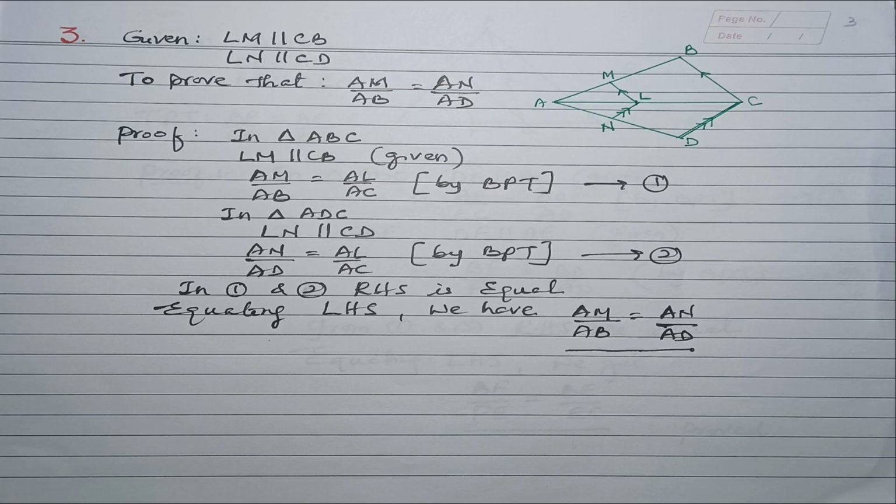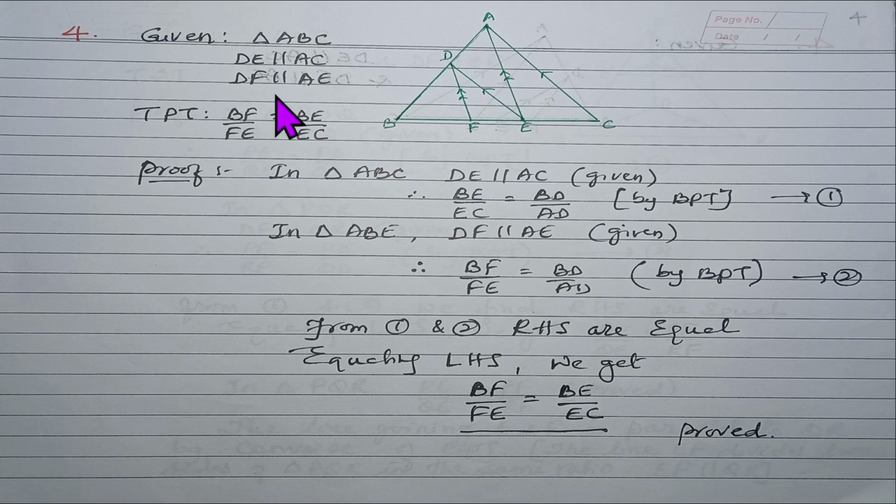So learn that. Now coming to the next example, we are given triangle ABC. DE is parallel to AC and DF is parallel to AE. So there are two parallels given here. Now we have to prove that BF upon FE is equal to BE upon CE. So let us see how to do that.